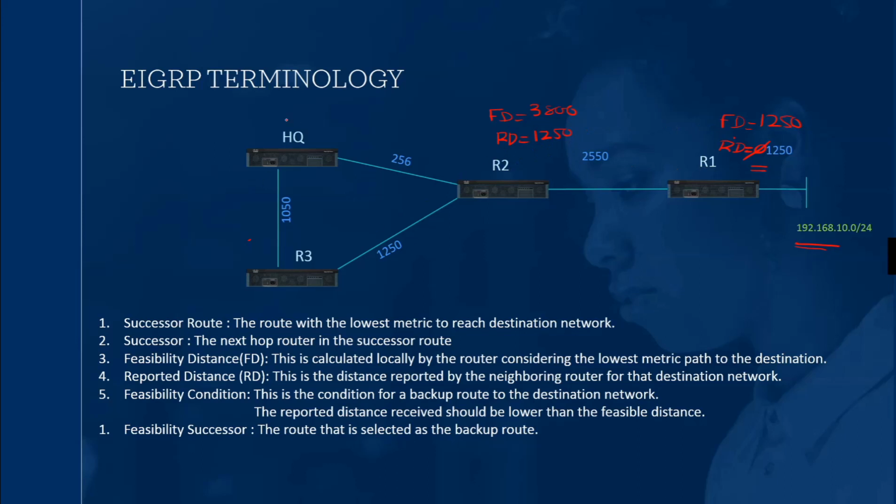Now if you come to HQ, the feasibility distance, when you add this much to this 3,800, will be 4056, and the reported distance will be 3,800, because this is what R2 is reporting to HQ. To reach this network, R2 is reporting 3,800, and that's what the reported distance is.